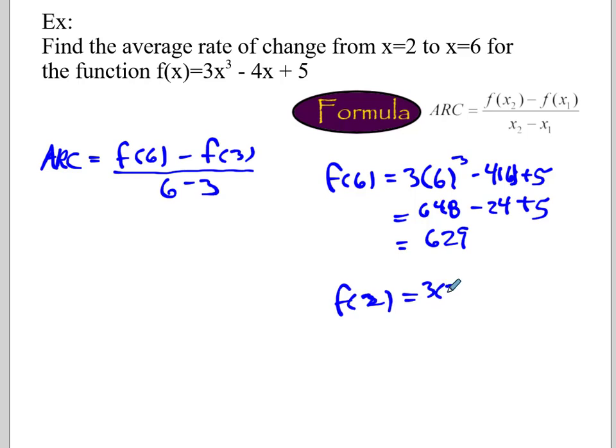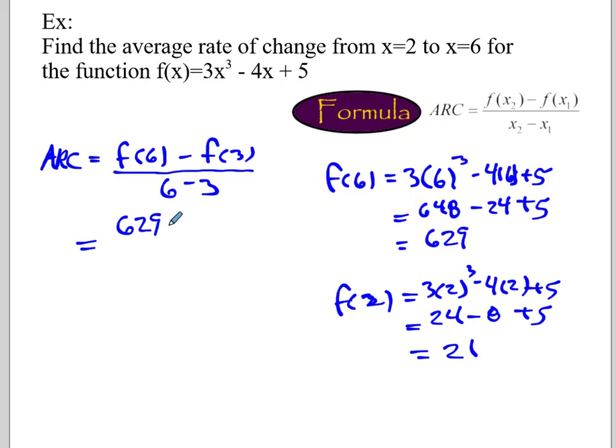We do the same thing, you substitute a 2 in for all of the x's and come up with the total. So 2, 4, 8, 24 minus 8 plus 5, so 24, 16, back to 21. And then we come up to our ARC, and this is our actual question. 629 minus 21 over 6 minus 2. So we have 608, if I did that right, divided by 3.